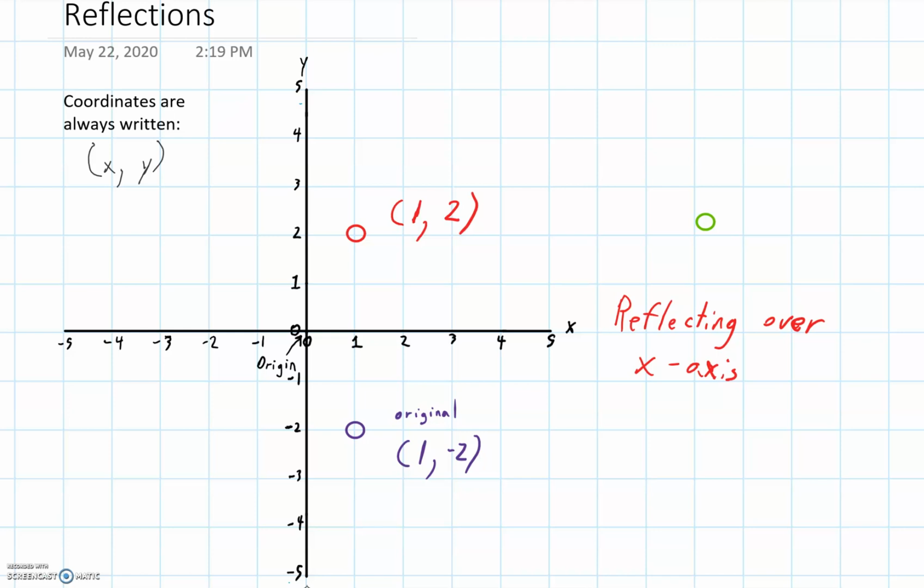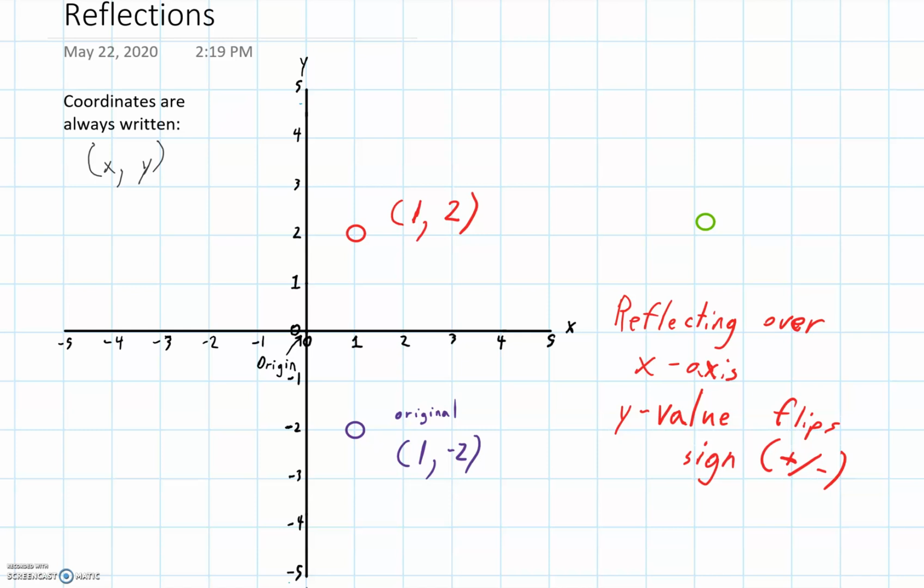So what we notice, if you reflect over the x-axis, y value flips sign, which just means plus or minus. Okay, so reflecting over x-axis means y value flips sign.